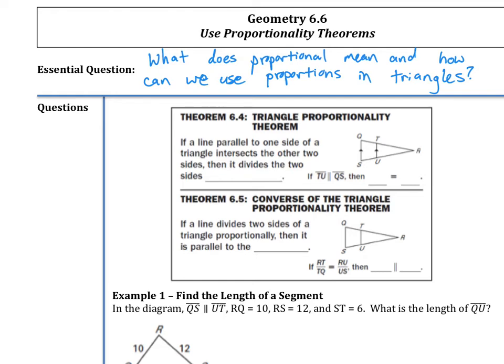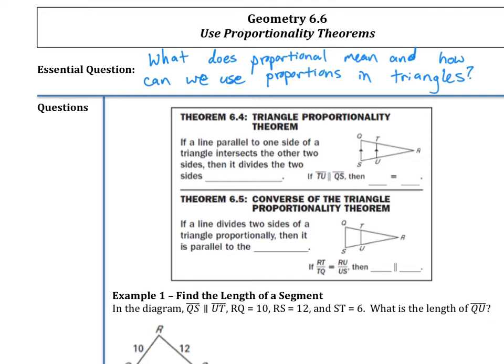All right, 6.6, we talk more about proportionality and what it means to be proportional. Today we're going to discover what proportional means and how we can use proportions in triangles. So we're going to use some proportions and find different side lengths in triangles. And we have a couple theorems.